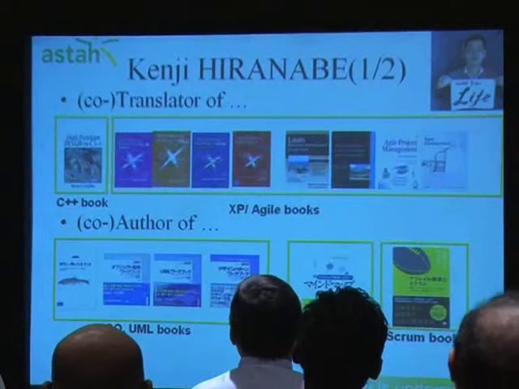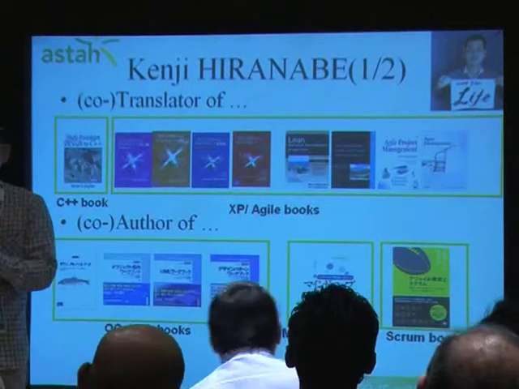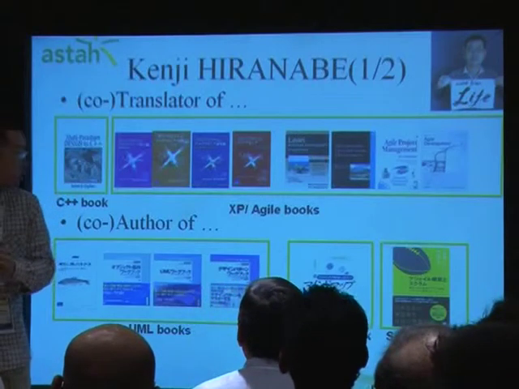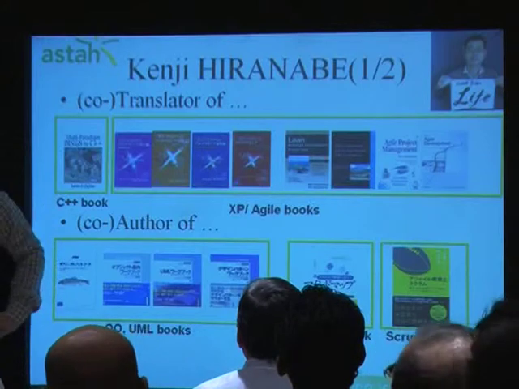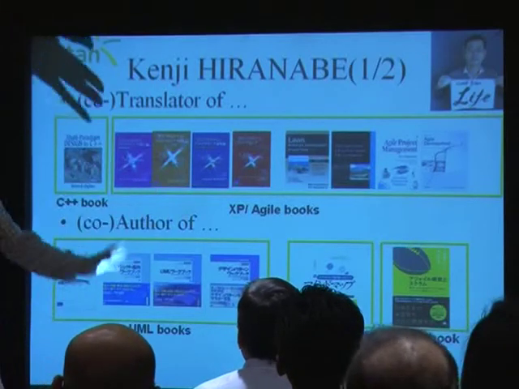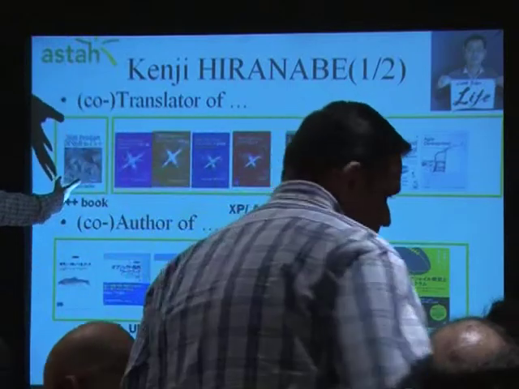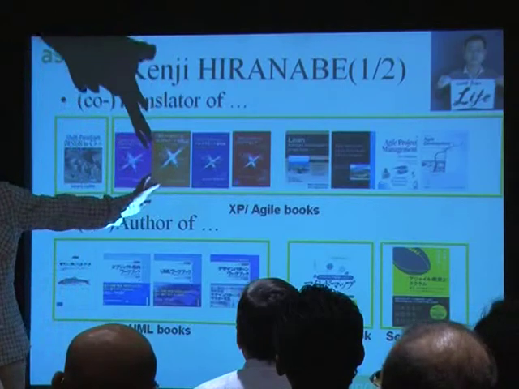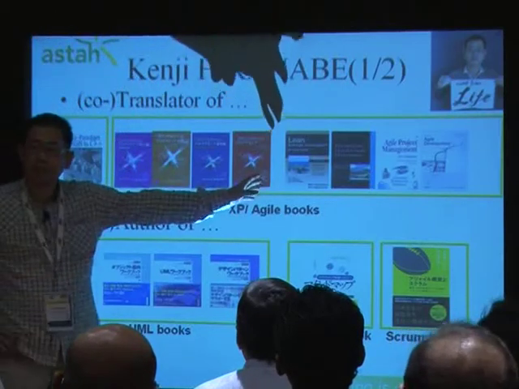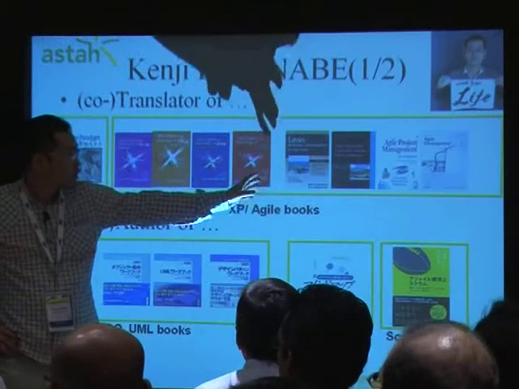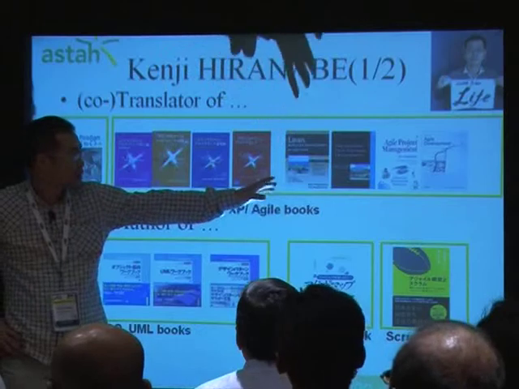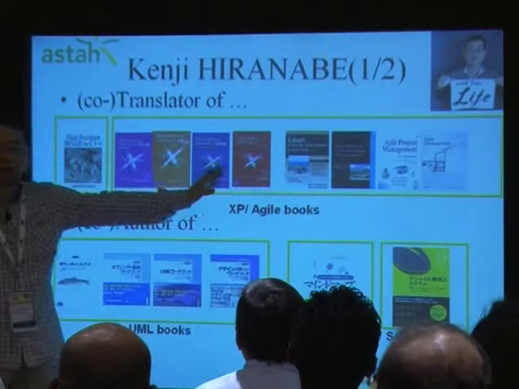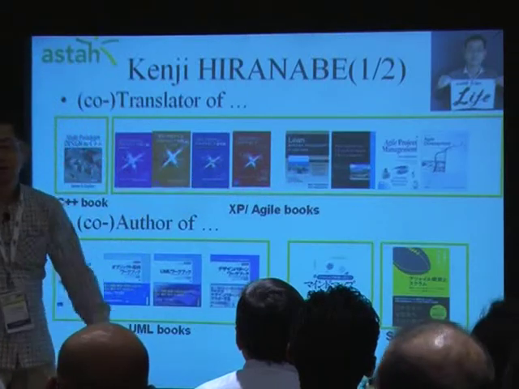But a bit about myself, I have been in this agile world for more than 10 years, 13 years. I'm a book translator. I introduced books into Japanese, like Jim Coplien's C++ book, some extreme programming books around 2002 or 3, and Mary Poppendieck's Lean Software Development books. And Agile Project Management by Jim Highsmith, and The Art of Agile Development by James Shore, yes.